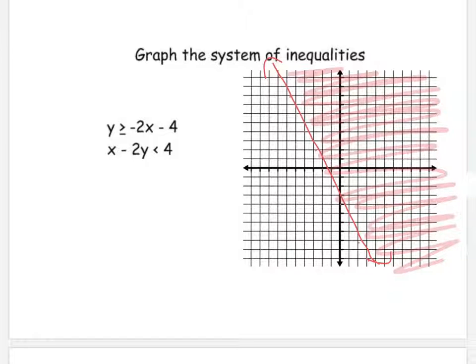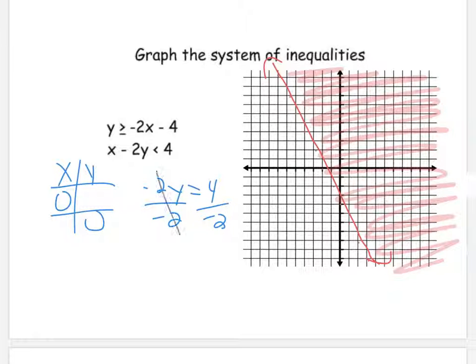The next inequality is x minus 2y is less than 4. That's in standard form, so that's where I need this t-chart. And remember, with the t-chart, we made each one of the values 0 one time. If I made x 0, I would have negative 2y equals 4. I'd have to divide both sides by negative 2. They cancel, and y is equal to negative 2.